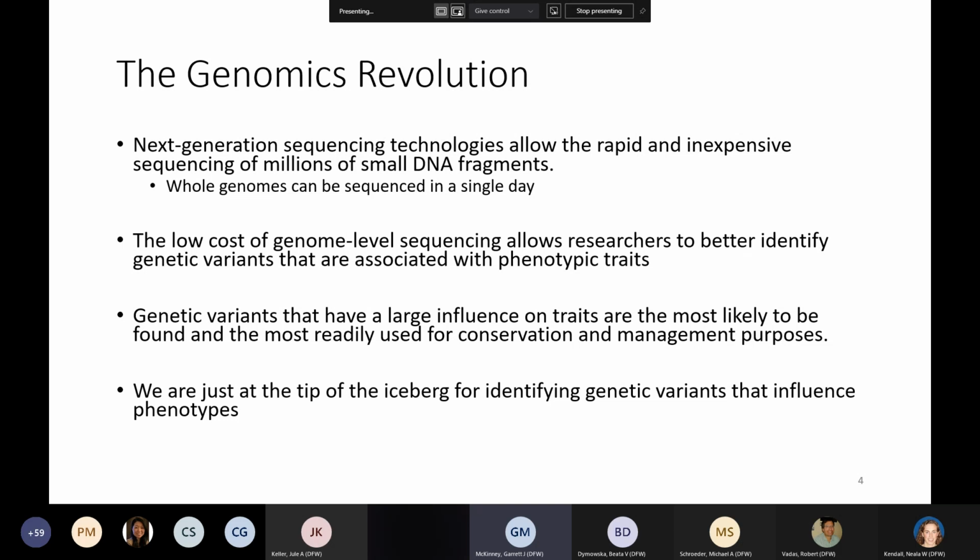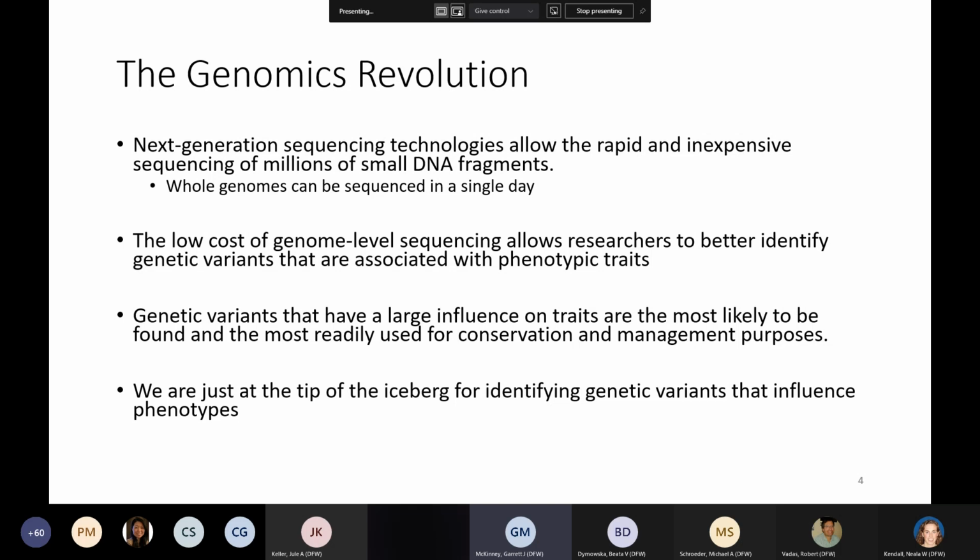But also a benefit for us is those are the most readily used for conservation and management, because it's much easier to try to interpret one or a few markers instead of trying to predict a phenotype from hundreds of different genetic markers.